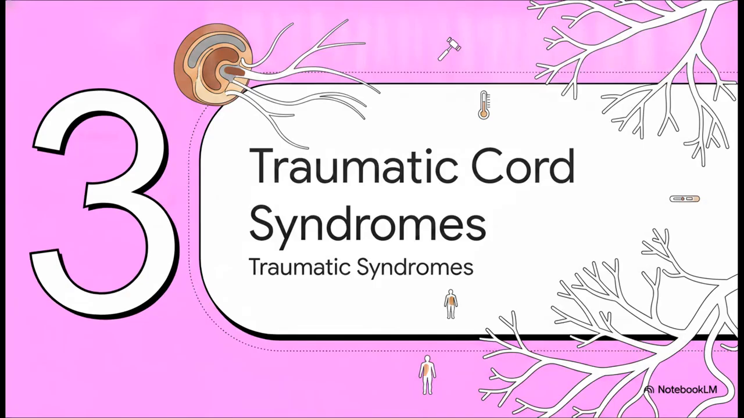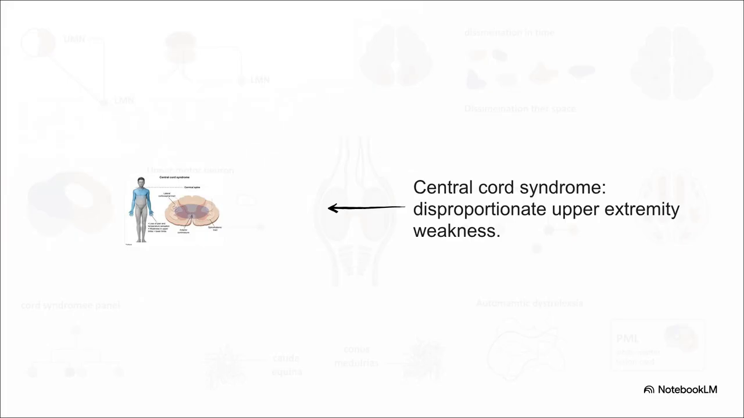Section 3. Traumatic cord syndromes. Let's look at central cord syndrome, which usually happens after forced cervical hyperextension injuries in older patients with some existing degenerative changes. Because the upper extremity corticospinal tract motor fibers sit closer to the center of the spinal cord than the lower extremity fibers, you get disproportionate upper extremity weakness. Basically, their arms are way weaker than their legs.